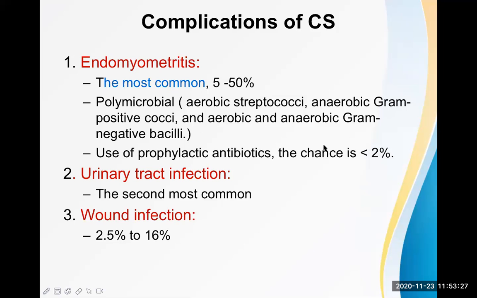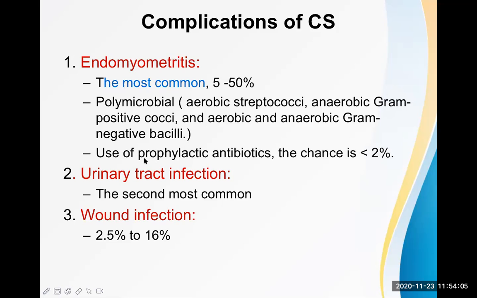It is iatrogenic, definitely, because the uterus is a sterile organ, so there is no prior infection there. Somehow, if the surgery was not properly done, if the sterilization was not maintained, then this complication can occur. Around 5 to 50% of the time it can happen, and usually multiple microorganisms are involved, like aerobic streptococci, anaerobic gram-positive cocci, and aerobic and anaerobic gram-negative bacilli as well. Okay, this is known as polymicrobial.